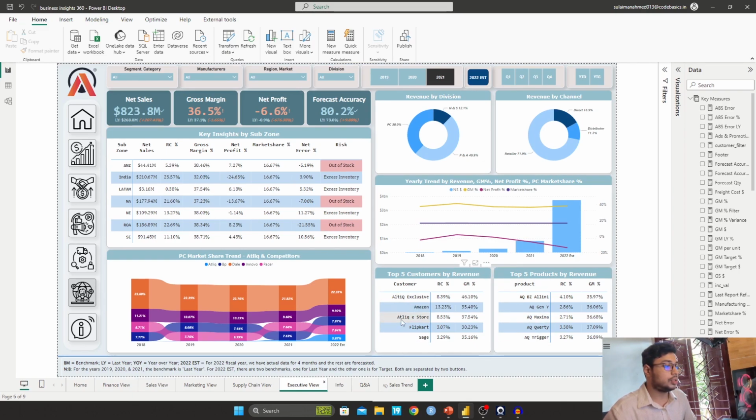Similarly, the top level executives can see the top 5 customers and the top 5 sold products, and also the key insights by subzone. The key insights have net sales, revenue contribution, gross margin, net profit, market share, and error and risk.